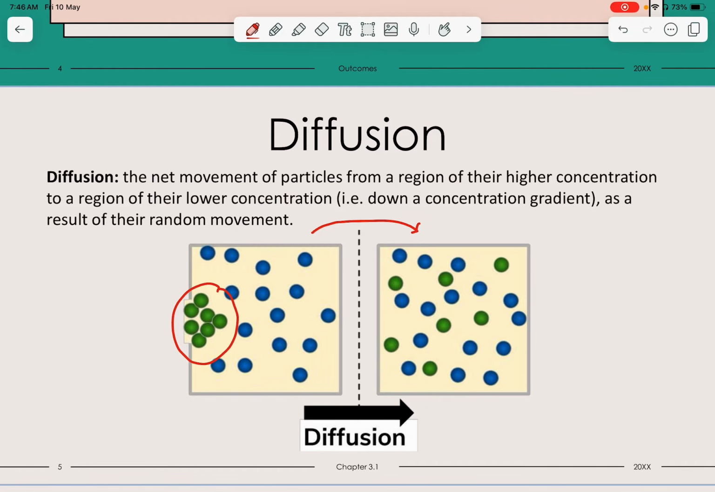What happens in diffusion also is that it reaches an equilibrium, meaning that both sides will not have any more net movement, no more going to the left, no more going to the right, once both sides have an equal amount. So diffusion can reach an equilibrium.